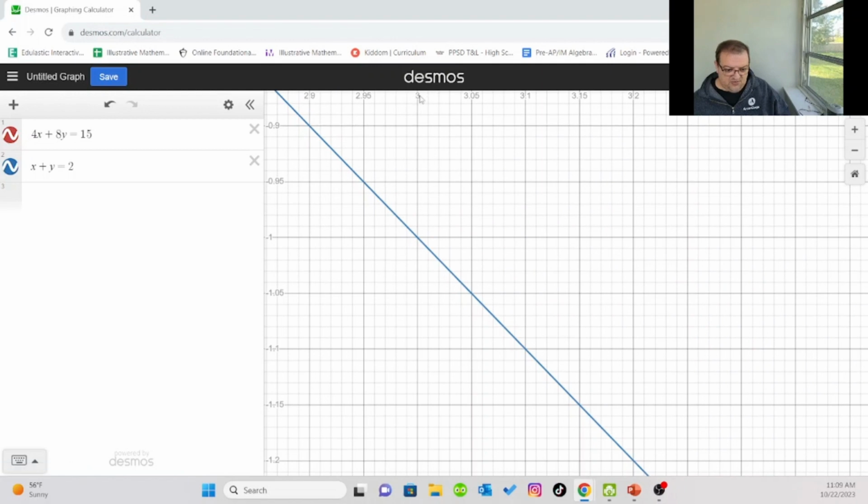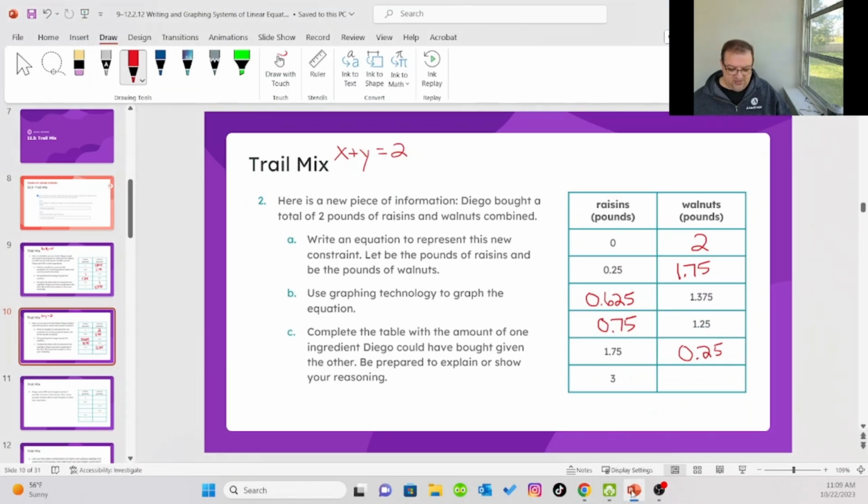If I have an x value of 3, I go down until I hit the blue line, and I have a y value of -1. So again, we can fill out this table of values using a graphing technology such as Desmos calculator. And remember that this equation was our blue line.